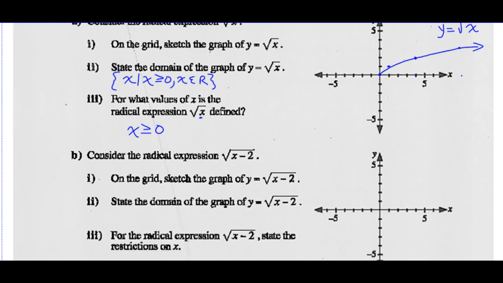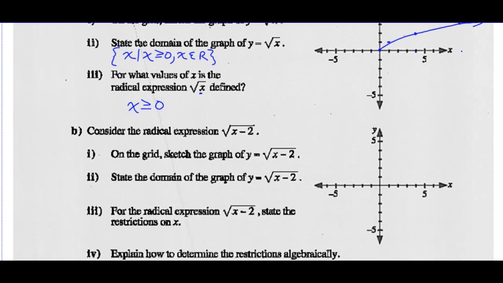Part B. Consider the radical expression the square root of x minus 2. On the grid, sketch the graph of y equals the square root of x minus 2. So if you think about what's happening here, we're shifting this graph 2 units to the right, and we're drawing the exact same graph we did up there. Move 1 over, the square root of 1 is 1 up. The square root of 4, over 4, is 2 up. The square root of 9, over, is 3 up. So it's the exact same graph we drew over there, but we are now shifted 2 units to the right. So that's the graph of y equals the square root of x minus 2.